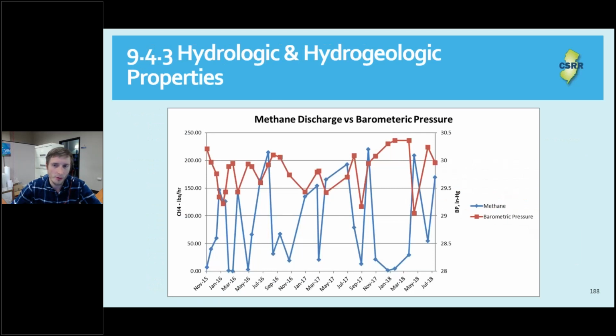This is a real-world example of the inverse relationship between the methane discharge rate and barometric pressure at an unnamed landfill in New Jersey. The x-axis at the bottom shows the dates of sampling. The left y-axis, the blue line, shows the pounds of methane produced per hour. The right y-axis is the barometric pressure, which is the red line. And as you can see, there is an inverse relationship between barometric pressure and methane discharge.